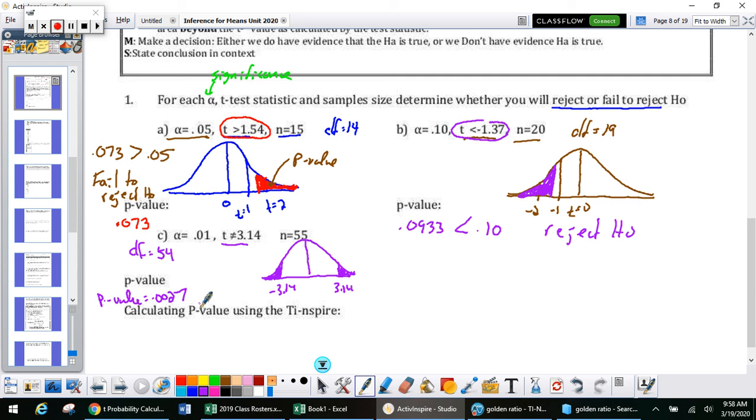Which is obviously less than 0.01. So my decision then would be to reject H0. All right, you're not limited to just doing this on a calculator.